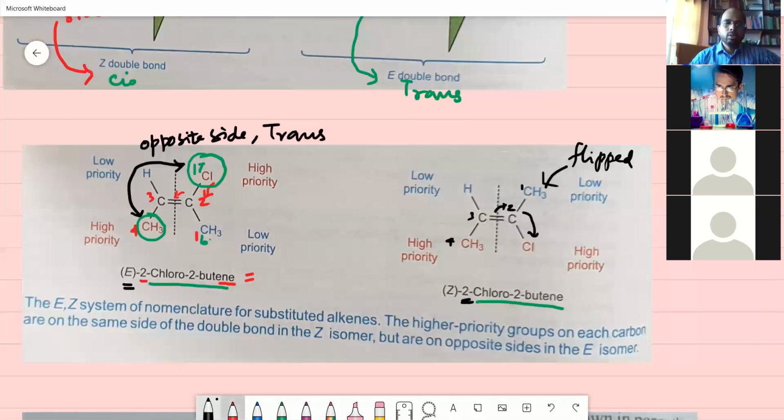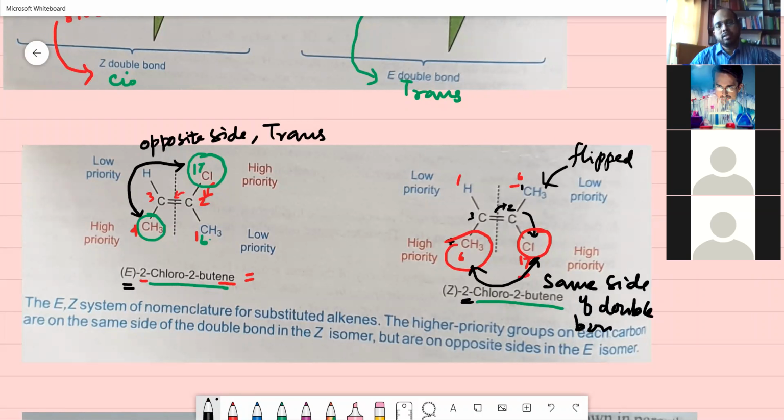Okay. Now the priority is from this side. It is 6. This is 1. This is 17, and this is 6. Okay. So high priority is this one. Here, if you compare 17 and 6, high priority is 17, therefore chlorine. So both the groups are on the same side. Same side of the double bond, therefore it is called Z.